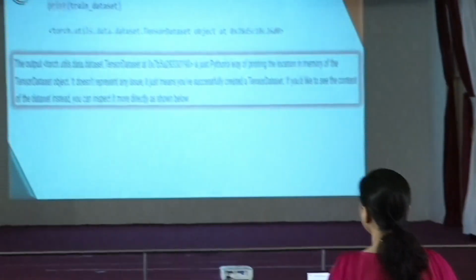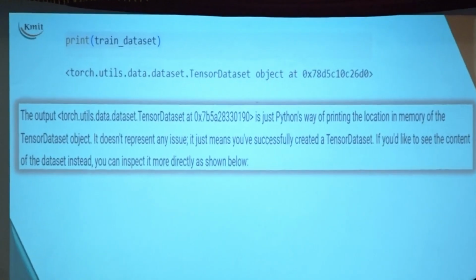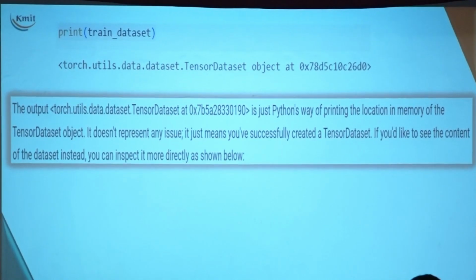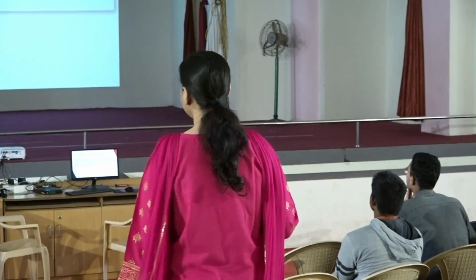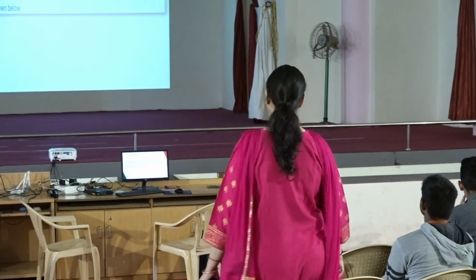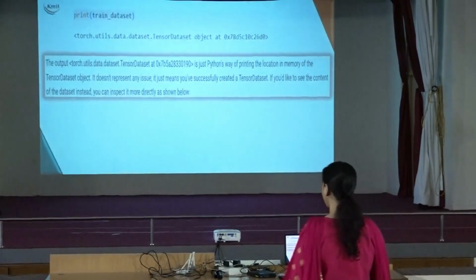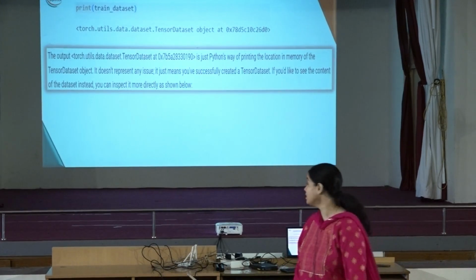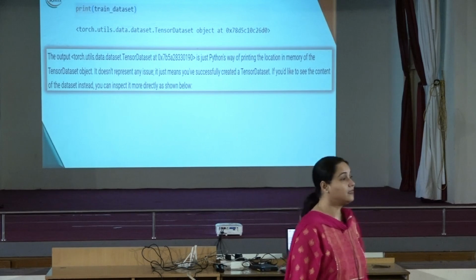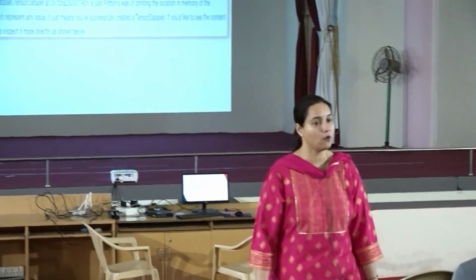Yeah. Now I am going to print this data set. What is this train data set when I am printing? It is completely different from what you have been seeing. See the data loader output. Once I have used the data loader and I try to print, what does it give me? What does the output look like? An object. It is just Python's way of printing the location in memory of the tensor dataset object. It does not represent any issue. It just means that you have successfully created a tensor data set using the data loader. Are you clear?